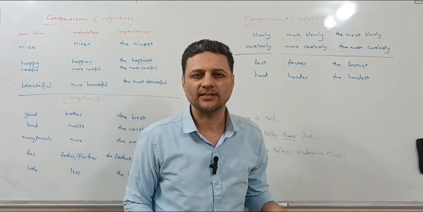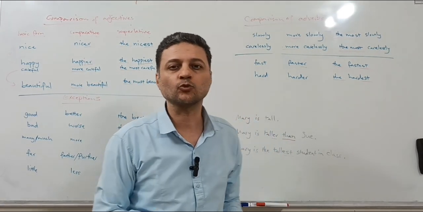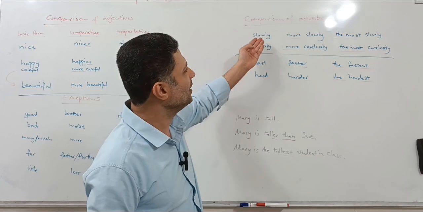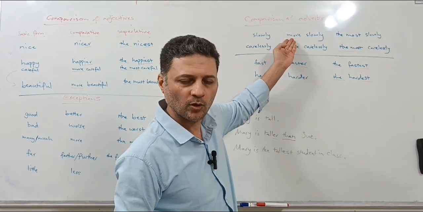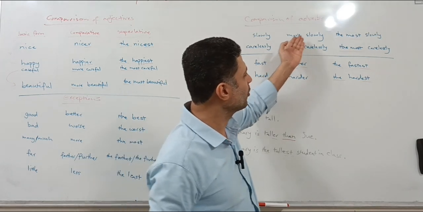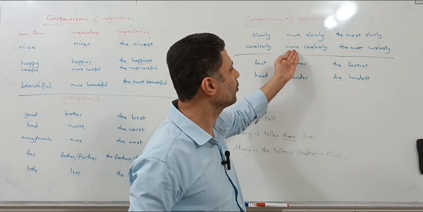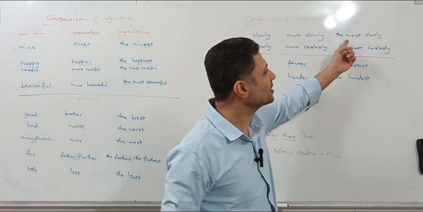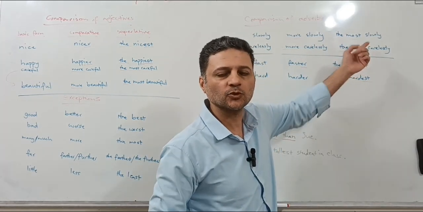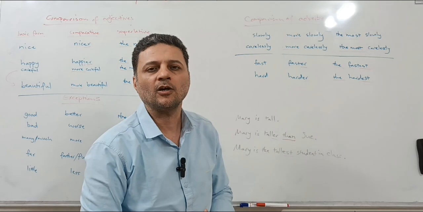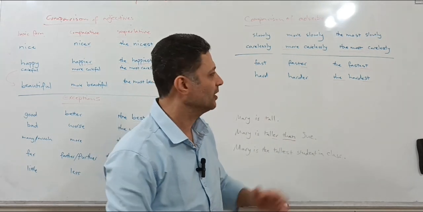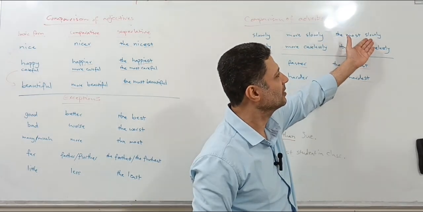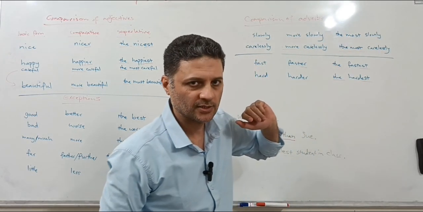Well, it's very easy. It's not like the complicated rules of the adjectives. We just use more for comparative forms of the adverbs. More slowly, for example. More carelessly. And we use the most before them to talk about comparison of more than 2 adverbs, meaning 3 adverbs and above, right? So that would be the most slowly and the most carelessly.